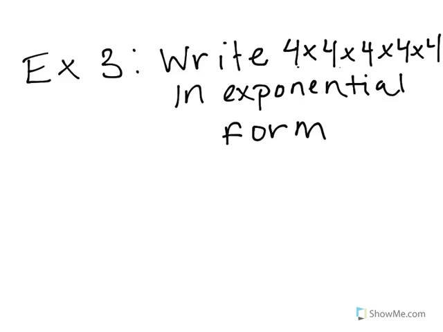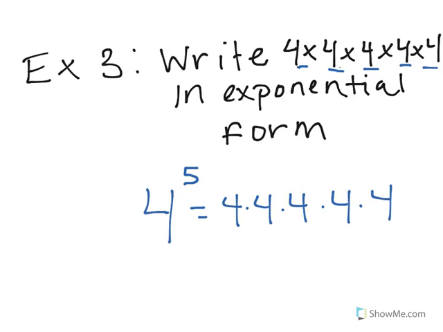My last example is to write 4 times 4 times 4 times 4 times 4 in exponential form. So the base is 4, and it is used as a factor 5 times. So I know that my exponent is 5 because it shows up 1, 2, 3, 4, 5 times. The number that shows up is 4, and it shows up 5 times. So that's how I write my answer in exponential form. 4 to the 5th power is the same thing as saying 4 times 4 times 4 times 4 times 4. So 4 to the 5th power is my exponential form. And that's the lesson on powers and exponents.